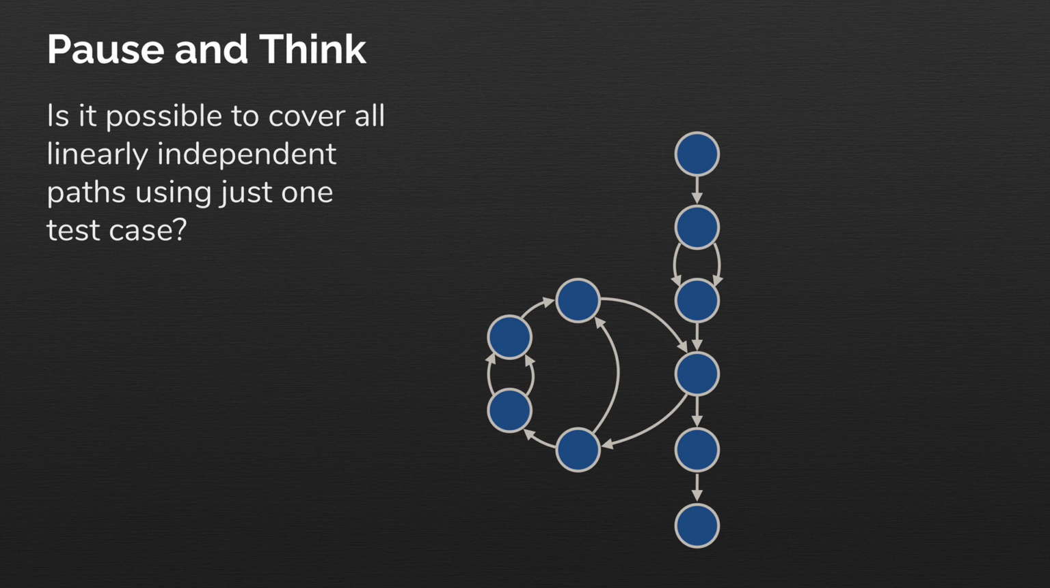Ready? The answer is no. It is not theoretically possible to cover all linearly independent paths with just a single test case. And the reason has nothing to do with the loop. The reason is that there is no way to cover both the true edge and the false edge of the first if statement, the if statement that is outside of this loop.